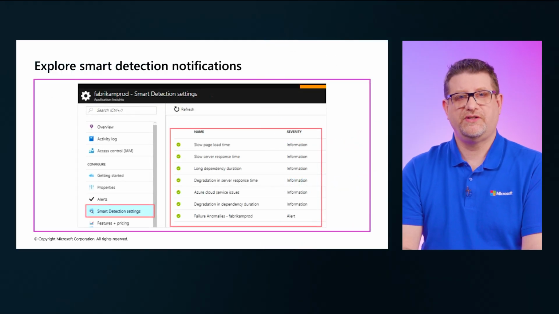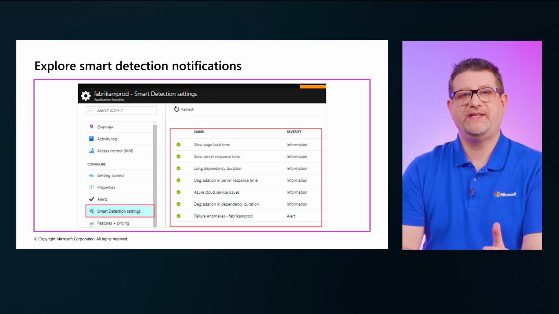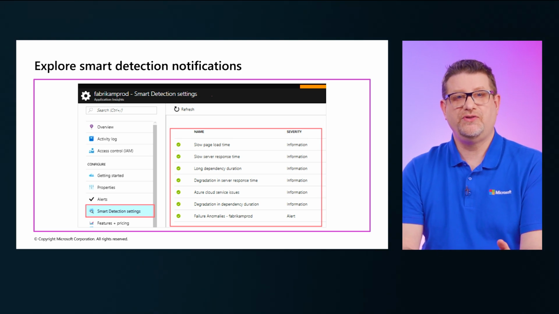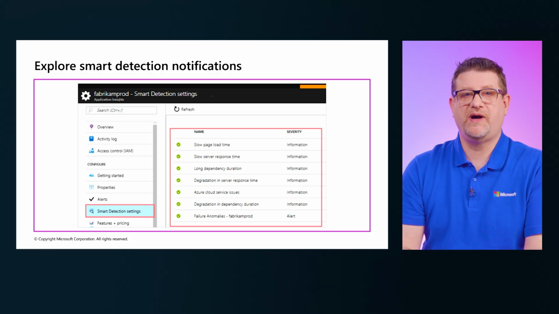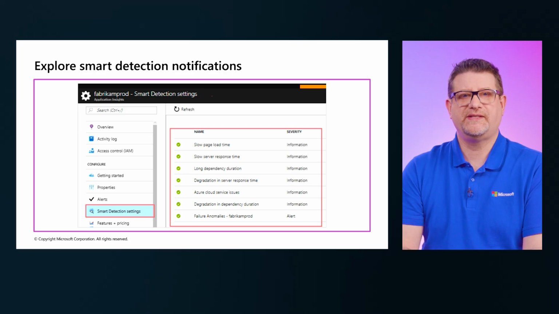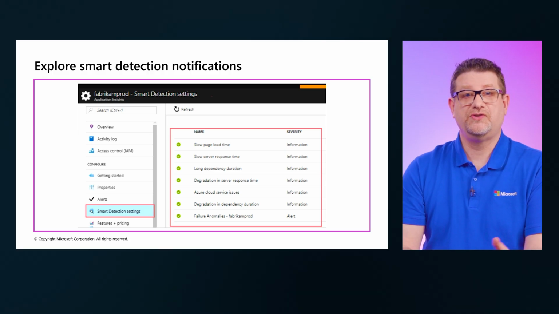Smart detection notifications in Application Insights are like having an intelligent assistant constantly watching over our applications. Instead of waiting for users to report a problem, smart detection uses advanced analytics to automatically spot unusual patterns, like sudden spikes in failure rates or unexpected drops in performance. When something out of the ordinary happens, it sends you a notification, so you can investigate and resolve issues before they impact your users.